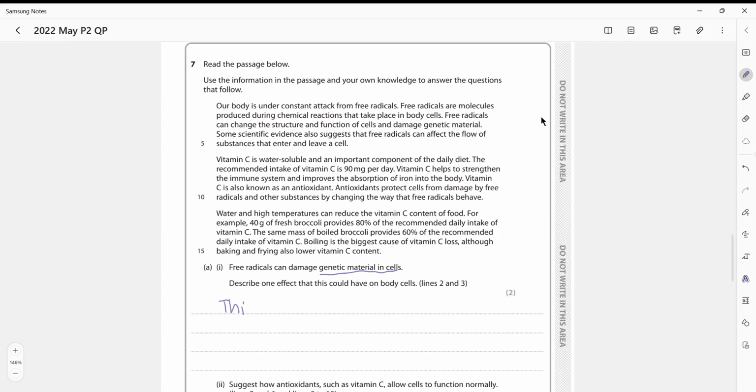So this can cause gene mutation, which would lead to cancer. You could also say that because genes basically give you the instructions on how to make proteins, if you have a mutation on a gene, then that would affect how the protein is being made. So that could change the shape of the protein or change the function of the protein.